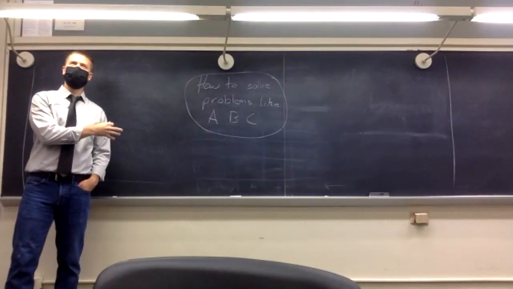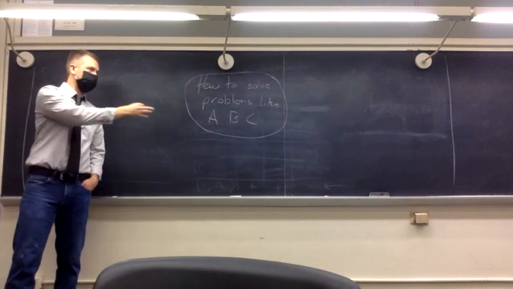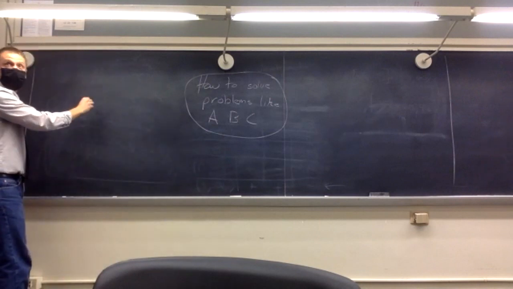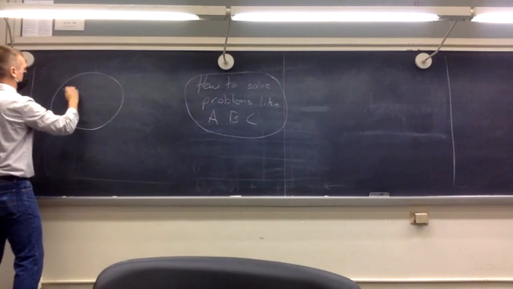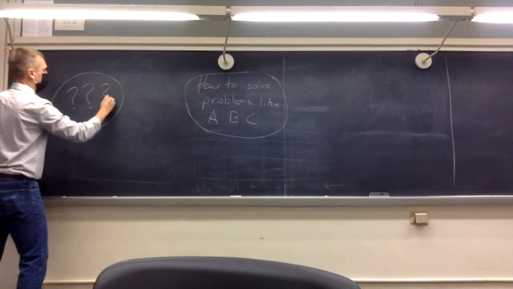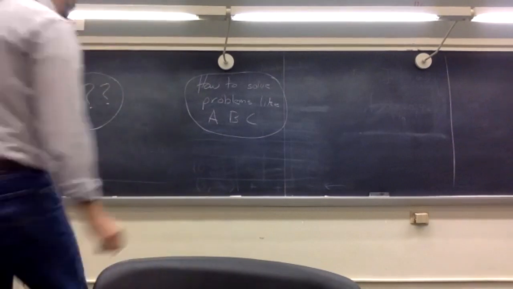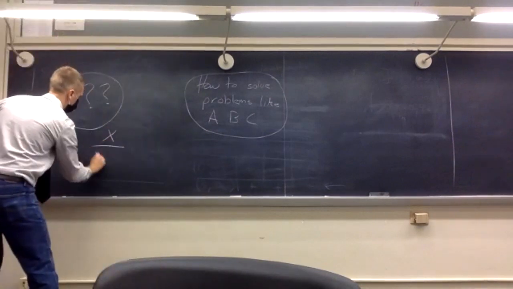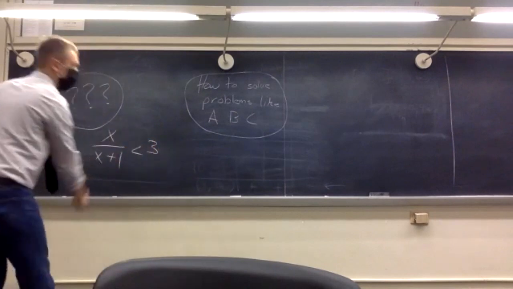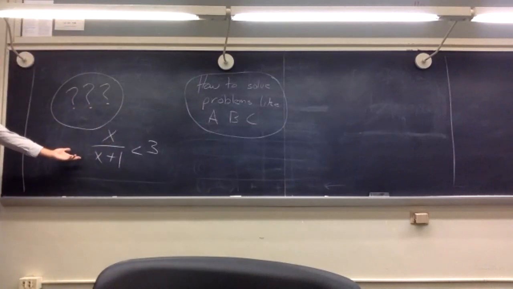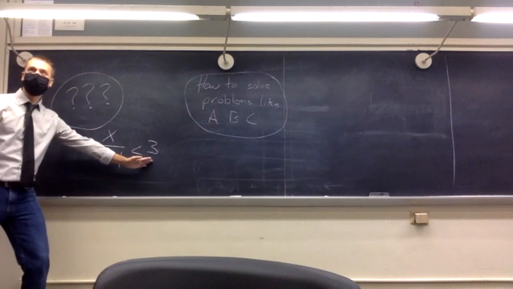Why do we do that? Exactly. You're asking a great question. We've got this problem we don't know how to solve. It's off here in question mark land. Let me give you an example here: x over x plus 1 less than 3. Greater than 3 is what the book says, but less than 3 is fine. You don't know how to solve this one because this is not 0.